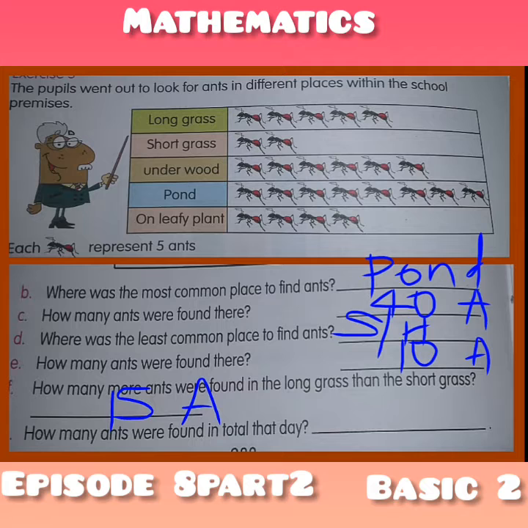Last question, how many ants were found in total that day? All we need to do is to add every ant in each place and multiply by 5. Let's do that quickly. 5 plus 2, 7. 7 plus 6 is 13. 13 plus 8 is 21. 21 plus 4 is 25. 25 times 5 is 75. So that day, the children found 75 ants.